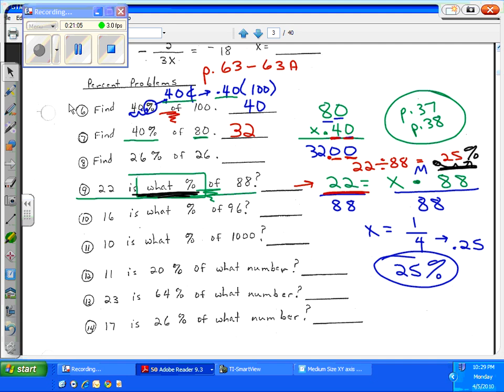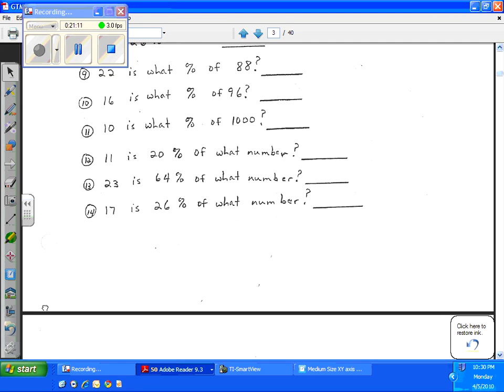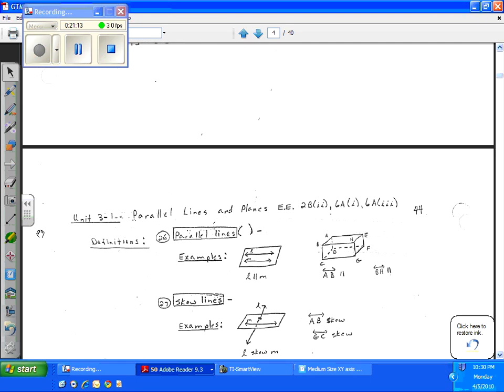And the rest of them work the same, and so we're going to let you do the rest of those on your own. Any questions on that? Okay? And so that will end the pre-chapter skills and practice for chapter 3.